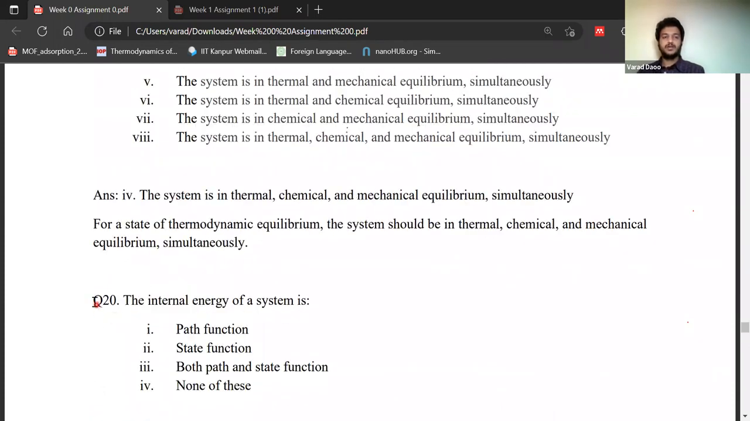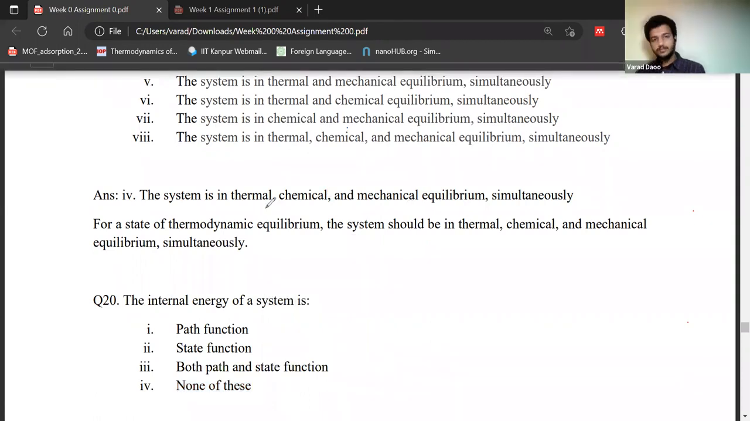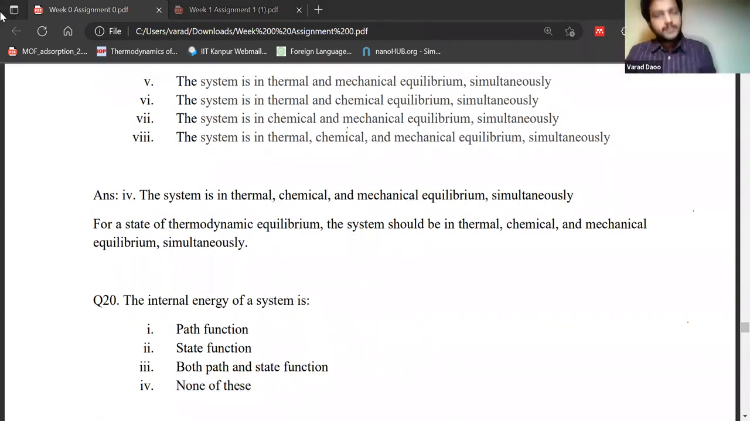What is the last question? The internal energy of a system is: option 1, path function; option 2, state function; option 3, both path and state function; option 4, none of these. Okay. So anybody would like to try it? I'll give you 1 minute to try it. Remember, it's an internal energy.